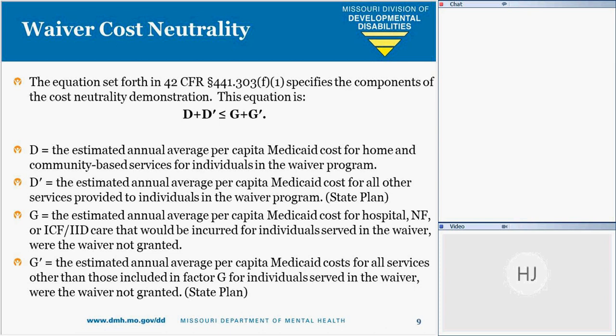Calculating that cost neutrality, CMS has a specific formula that we have to use, and it is identified in their federal regulations, and I have that noted here in the presentation. Of course, we like to use some fancy terminology. D plus D prime is less than or equal to G plus G prime. So, foreign language waiver math, let's break that down for you.